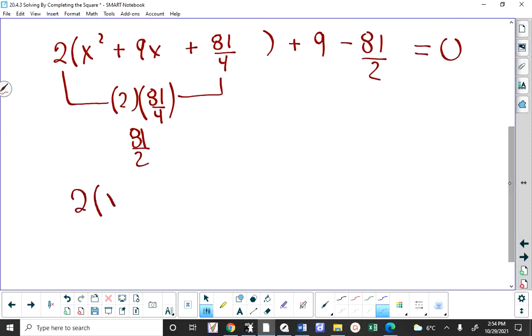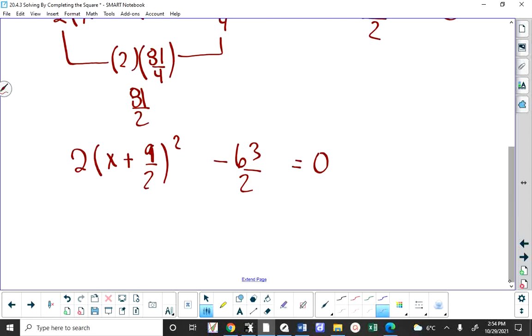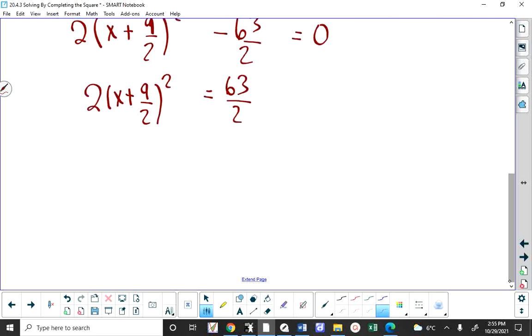The first part becomes 2, and then we'll have x plus 9 halves, quantity squared. I'm not sure if that's right, but I'm sure you can correct me if it's not. But it is right. So I'm going to have to add 63 halves, divide both sides by 2, take the plus or minus square root, subtract 9 halves. So I'm going to have 2 times x plus 9 over 2, quantity squared equals 63 halves. When I divide 63 halves by 2, it becomes 63 quarters. I'm dividing by 2, so the bottom gets twice as big. This is x plus 9 halves quantity squared.